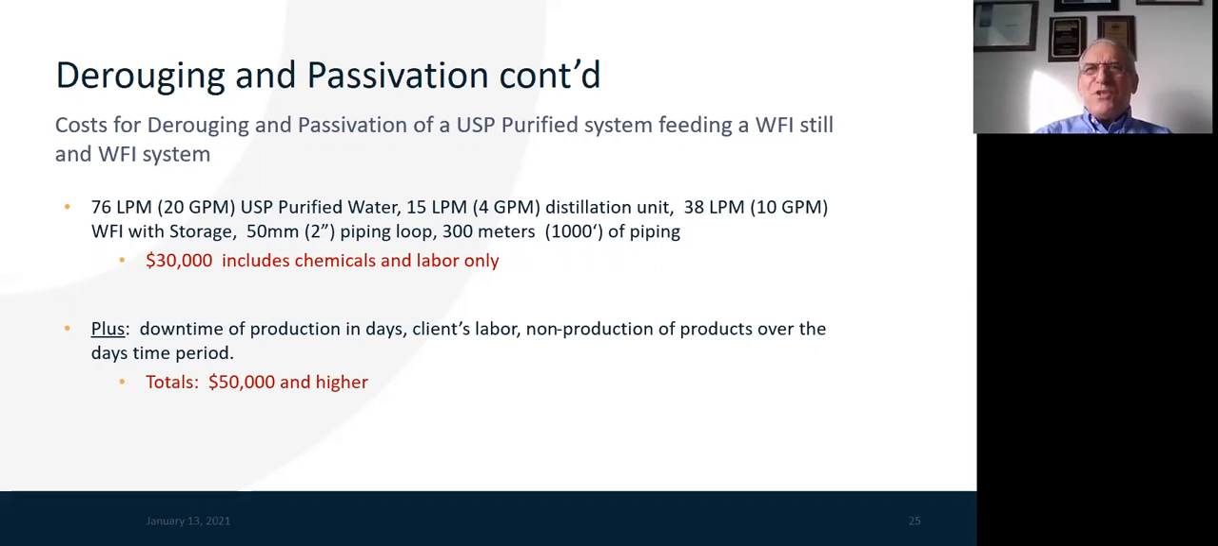If you don't do a derouging passivation once every 3 to 4 years because you have an online Rouge monitor which can tell you what's going on, you can save hundreds of thousands of dollars to millions of dollars for the company, and over a couple $100,000 or greater per site. So that's a lot of money to be reconciled.